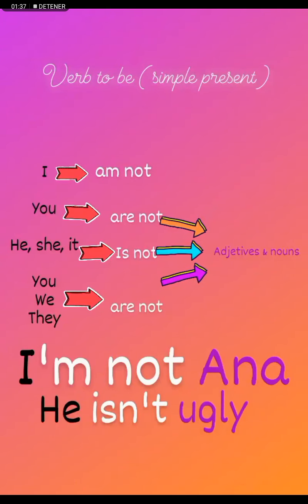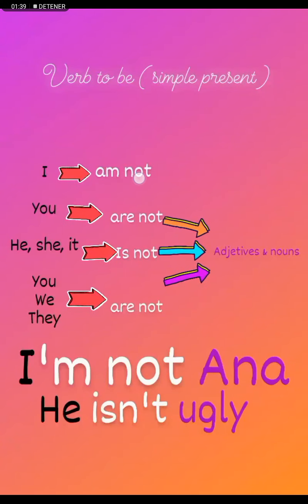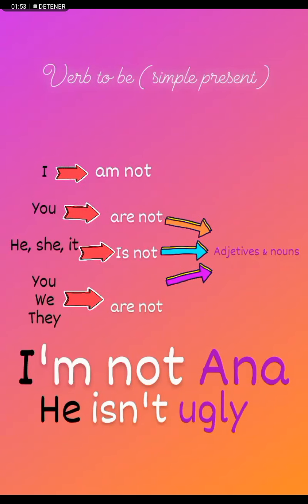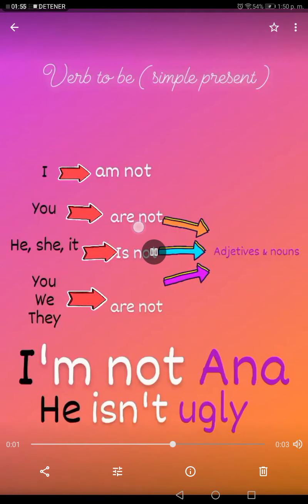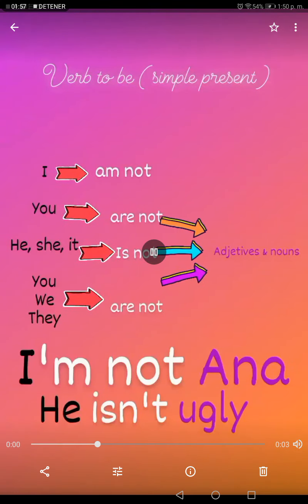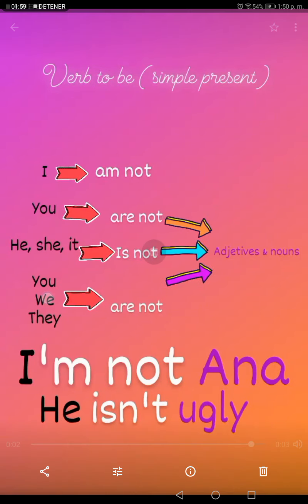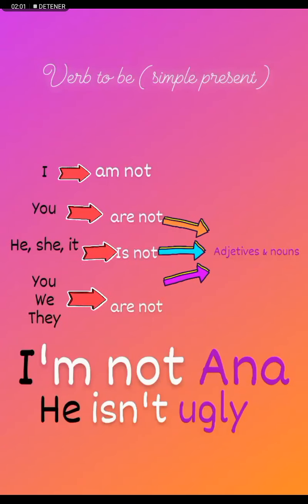In negative, we have the verb to be, we only have to add the word not. When we add the word not after the verb to be, it gives a negative connotation. Si así lo hacemos de positivo a negativo, solamente le agregamos el not. ¿Ya? I'm not, you are not, he, she, it is not, you are not, we're not, they are not. And we can complete it also with an adjective or a noun.